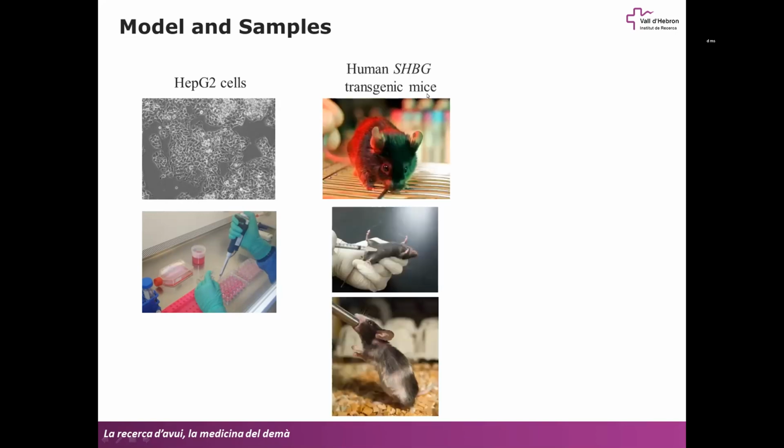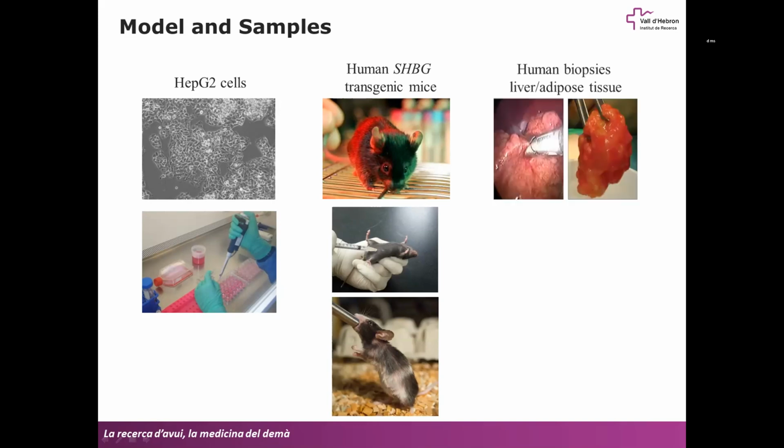We also use the humanized SHBG transgenic mice. These mice express the human gene and they secrete it into the blood. So we can treat these mice either intraperitoneally or with different factors in the drinking water, and then we can follow the plasma levels in the blood of these mice. And finally, since we're in a campus in a hospital, we have access to human biopsies from liver and adipose tissue to corroborate our findings in vitro and with our model.